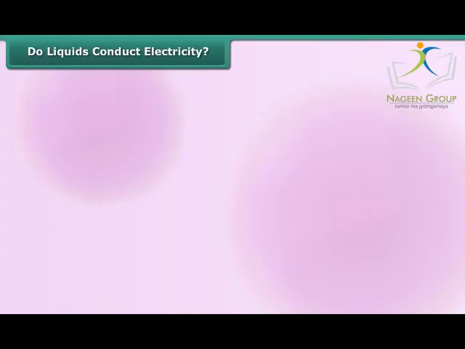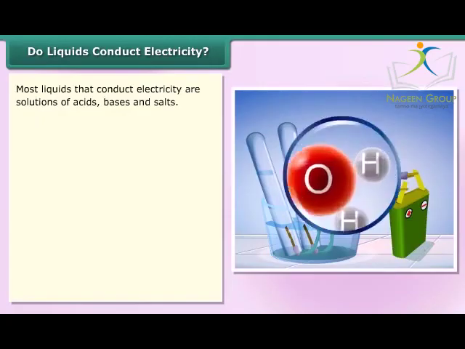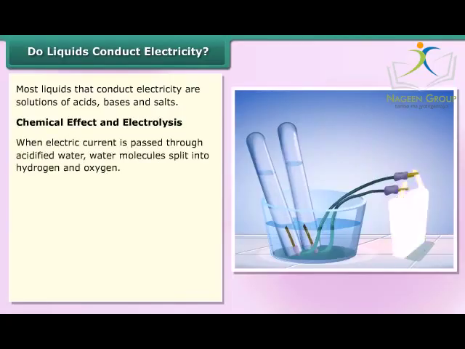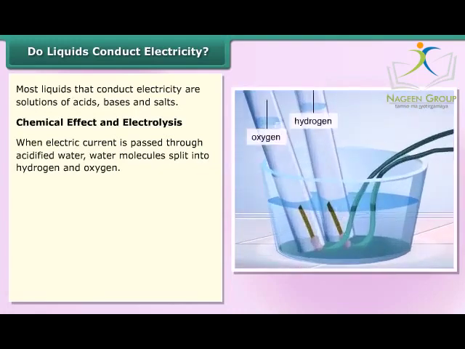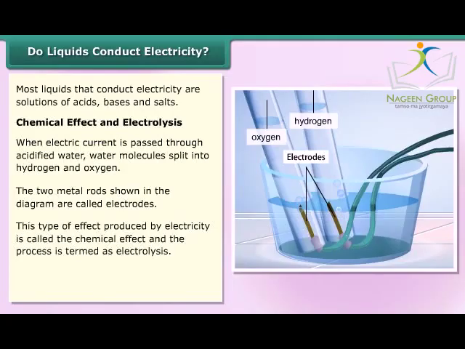Do liquids conduct electricity? Most liquids that conduct electricity are solutions of acids, bases and salts. Chemical effect and electrolysis. When electric current is passed through acidified water, water molecules split into hydrogen and oxygen. The two metal rods shown in the diagram are called electrodes. This type of effect produced by electricity is called the chemical effect, and the process is termed electrolysis. Can we use pure water in the place of acidified water? Find out.